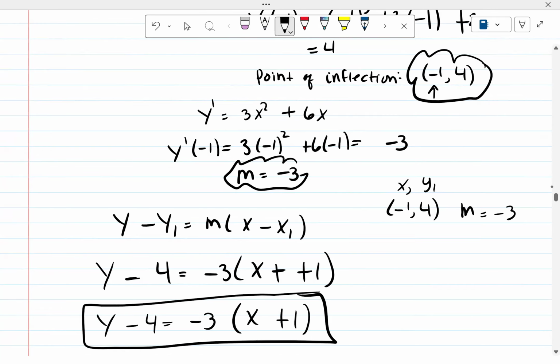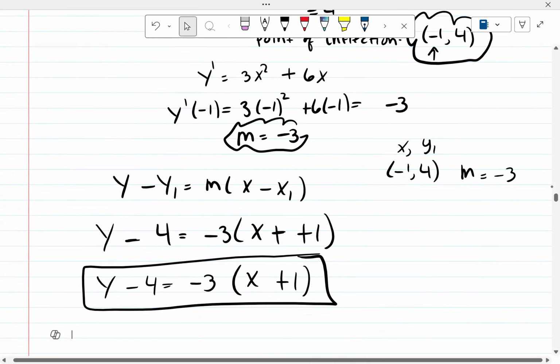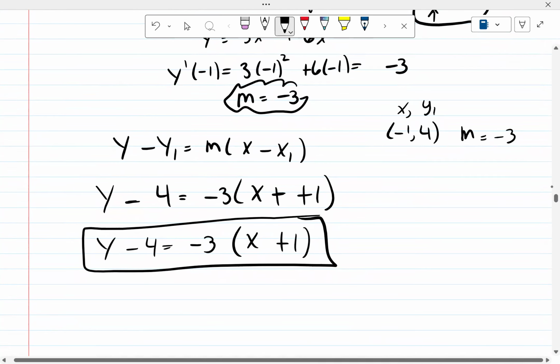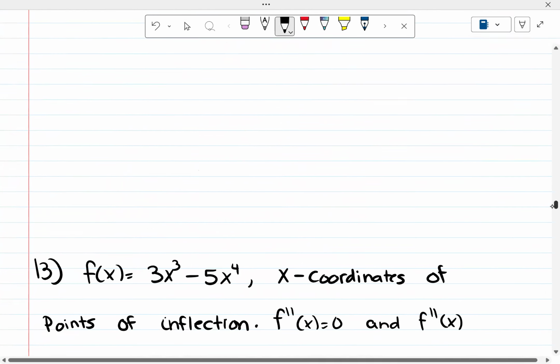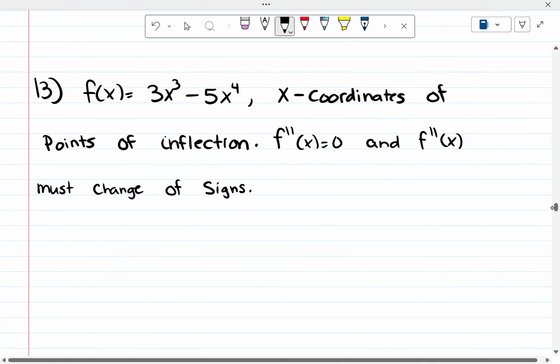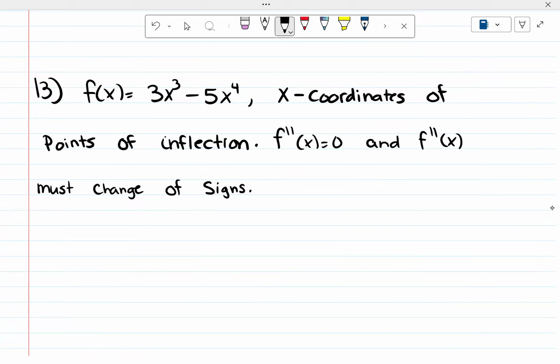Okay, let's move on. Okay, 13 says, f of x equals 3x cubed minus 5x to the fourth, x coordinates of the point of inflection must change sign. Oh, so they're asking what is the x coordinate of the point of inflection.